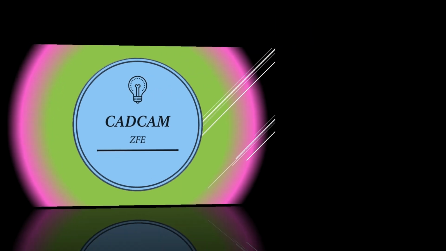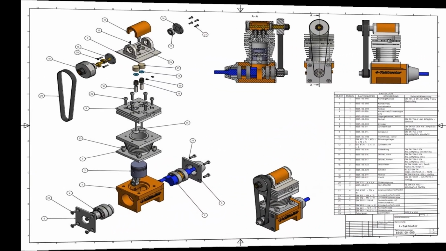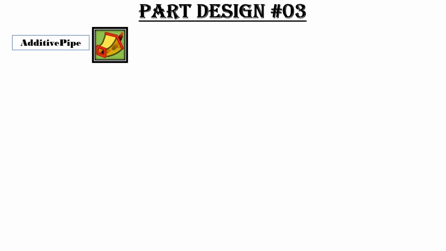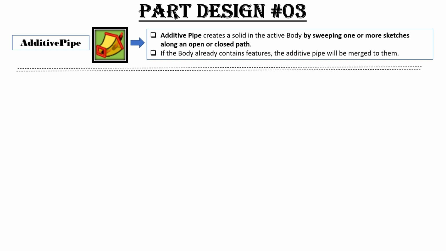In this FreeCAD tutorial, I will show you how to model solid parts using the additive pipe feature in the Part Design workbench. Additive pipe creates a solid in the active body by sweeping one or more sketches along an open or closed path. Means you need one or more sketches for profile and another one sketch for path or guide. If the body already contains features, the additive pipe will be merged to them.